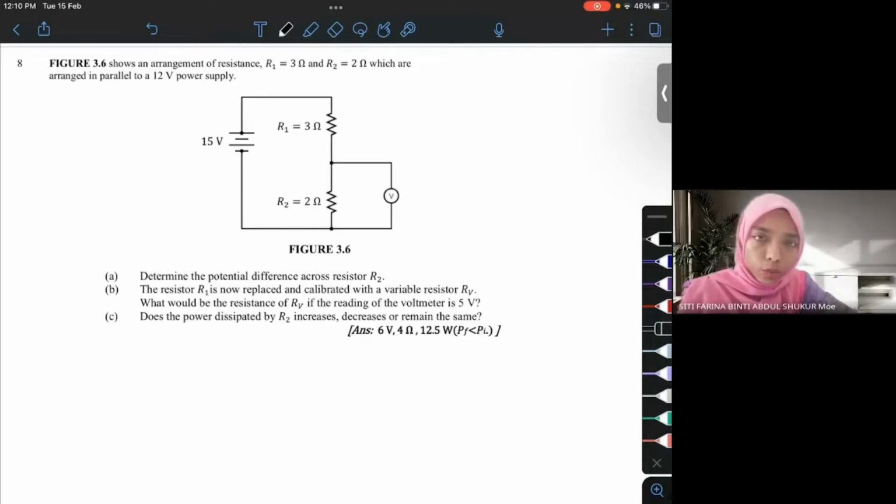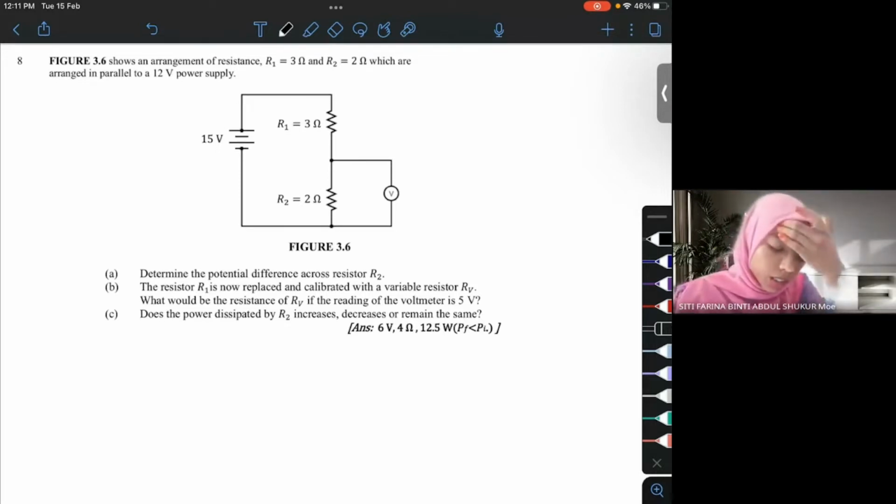So I'm going to continue with our question 8 here. So what we have for question 8 is, figure 3.6 shows an arrangement of resistance R1, 3 ohm, R2, 2 ohm, which are arranged parallel to a 12 volt battery or power supply. Oh, actually 15, because in the diagram given it is 15. So this should be 15 volt too. I suspect this should be a typo here.